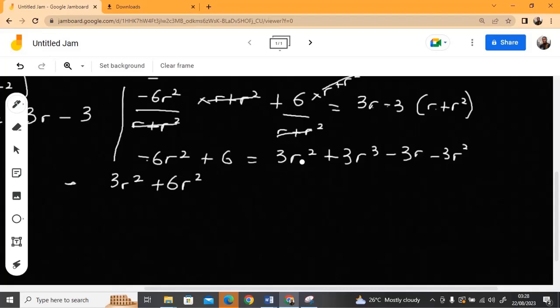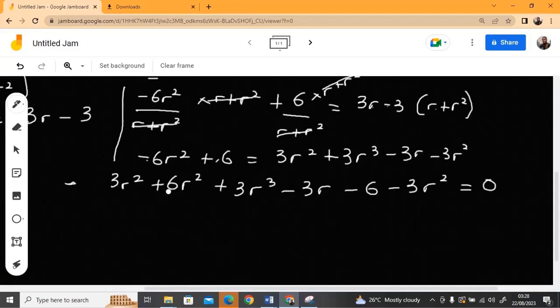Then what is again, plus 3r cube minus 3r, this one will come here, minus 6, then minus 3r squared equals 0. So I'm making everything to be 0. What I just did was that I brought everything that is there to this side. So this minus will be plus, and this plus will be minus.